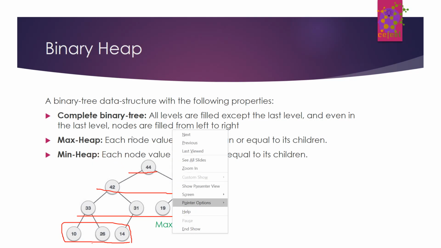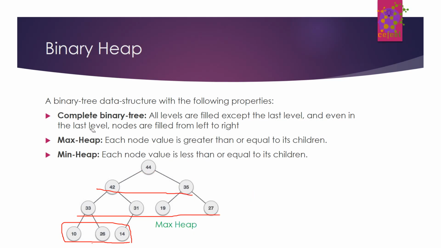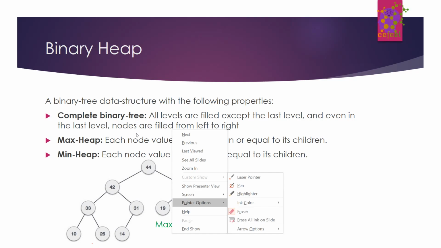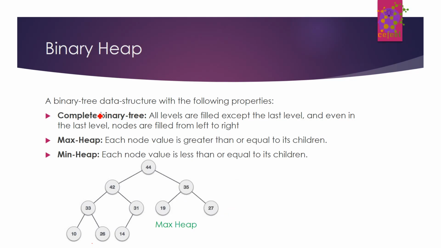Why? Because notice that for all the elements, the root or the node is greater than all the children. So let's see it one by one. Let's take the first node, which is 44. Node 44 is greater than 42 and 35.